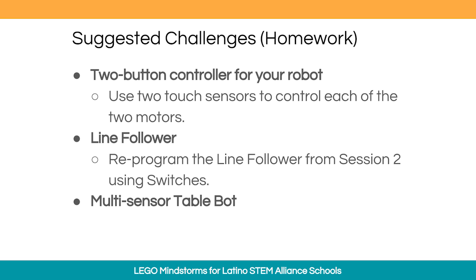Same thing with the multi-sensor table bot. If you just use waits and you say, wait till you get to the edge of the table, then back up and wait till you see another obstacle, then those things need to happen in the same order each time. But if you use switches, regardless of when the robot encounters the edge or obstacle, it'll be able to react to that.